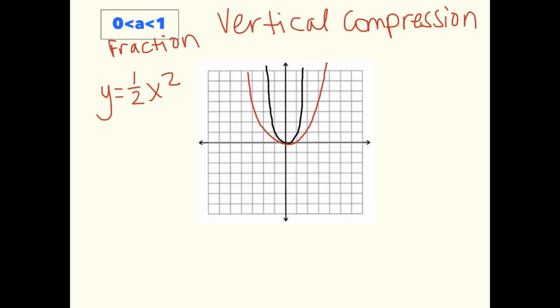Now remember, with the other parent functions, you wouldn't always call them wider. That's why you have to use the vertical compression phrase. So when a is between 0 and 1, or a fraction, we have a vertical compression of the parent function.